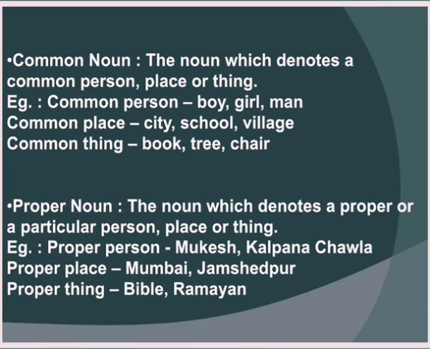Now get the catch over here. If you generally say a city, this comes under common noun. But if you mention specifically which city, for example Mumbai, Kolkata, Jamshedpur, all these fall under proper noun. Suppose you say a book, that's a common noun. But if you say the physics book, that's a proper noun.